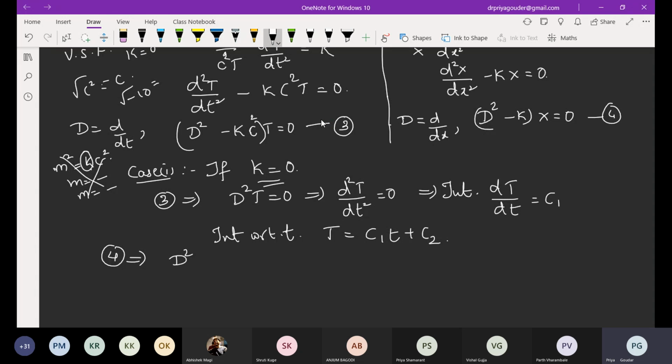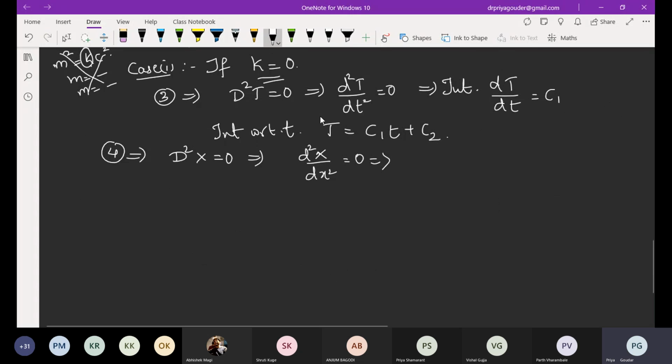So, D square minus 0 into X is 0. Tell me what is this equation? Tell me the step. Double integration. Integrate with respect to what? X or T? X. That to be small x. So again, you will get some constant. Take it as next constant. Don't take the same.